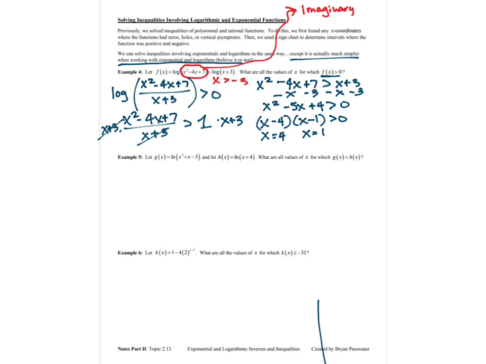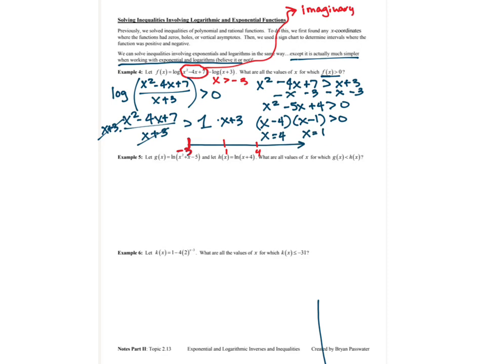So now it comes to creating our handy dandy sign chart. Draw yourself a sign chart. Notice that I did not put arrows on both ends of this number line. Why? Because it has to go that way, starting at negative 3, because that's the domain of the function. This thing is chopped off on the far left. Negative 3 is as far left as it goes. And then our other points of interest are 1 and 4.